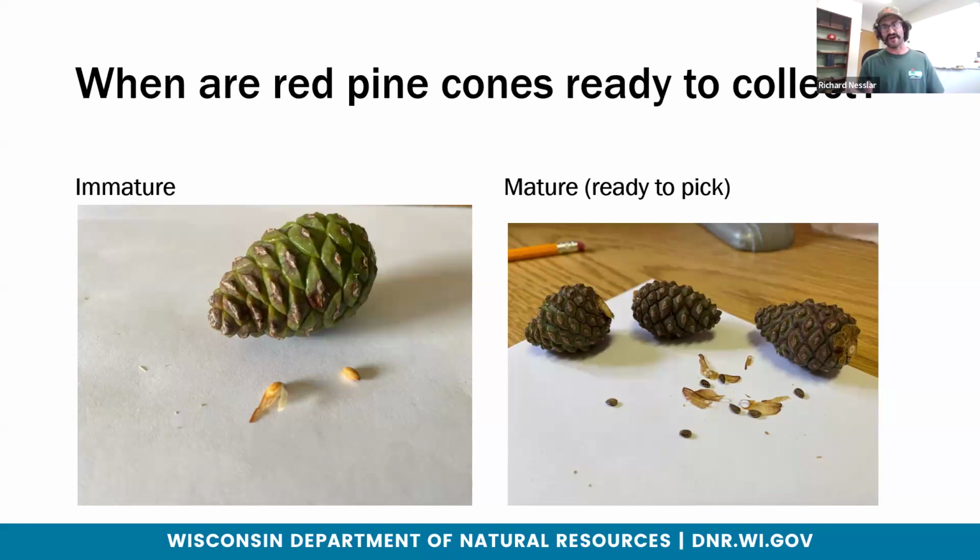On the right, we have mature red pine cones that are ready to pick. As you can see, that cone is darkened, so it's more of a purplish color, and this purplish color will eventually transition into a brown. If you cut that cone open, that seed coat is darkened, the wing on the seed is darkened, and if I press that seed against the piece of paper, the meat inside of the seed is going to be completely solid.